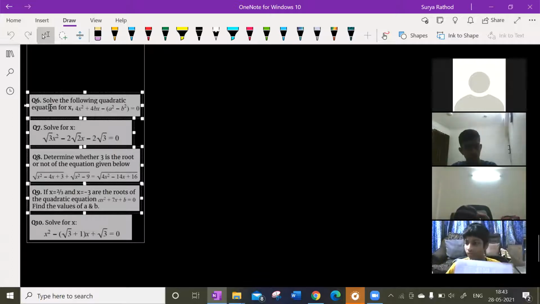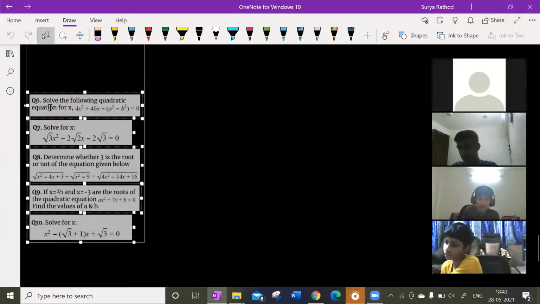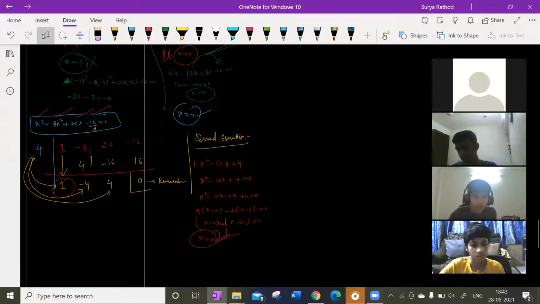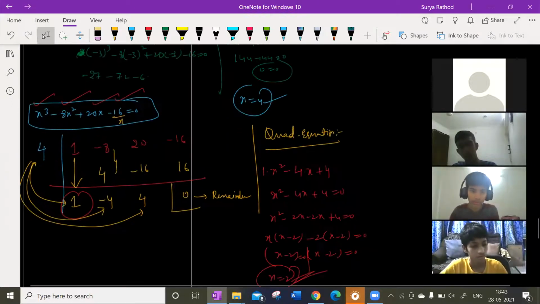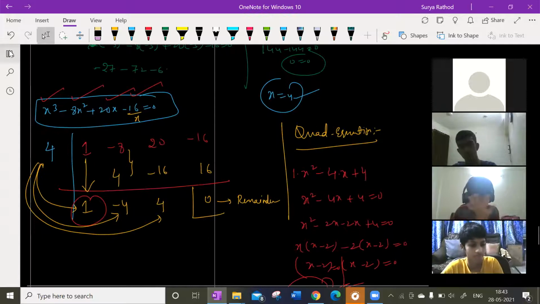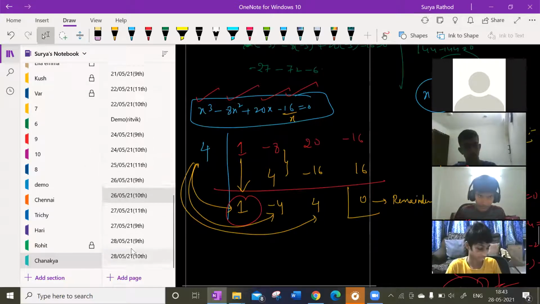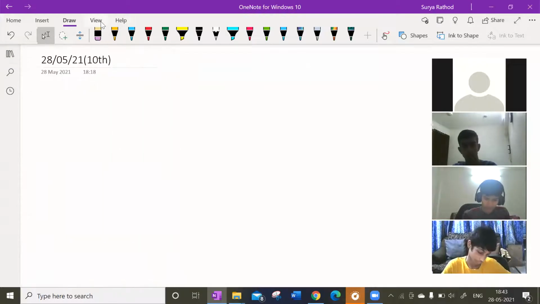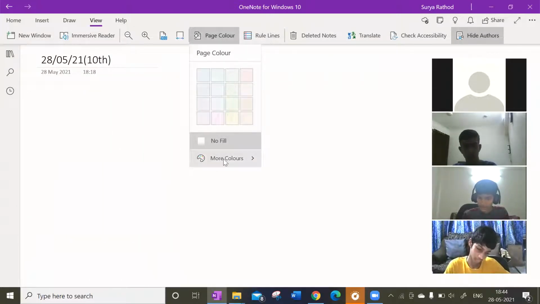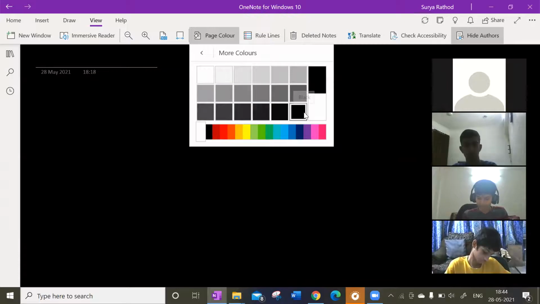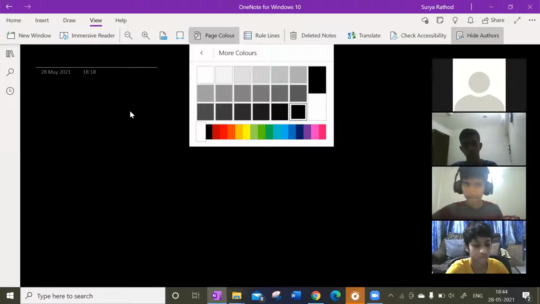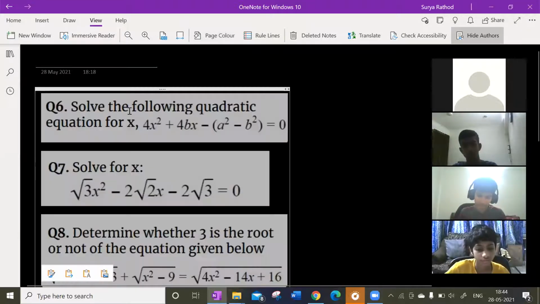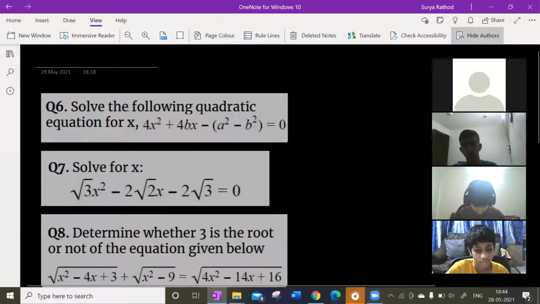How many of you are solving the exercise questions? And guys, look at this here. We were left with this equation, right? So how many of you understood that? Last question in the last class.